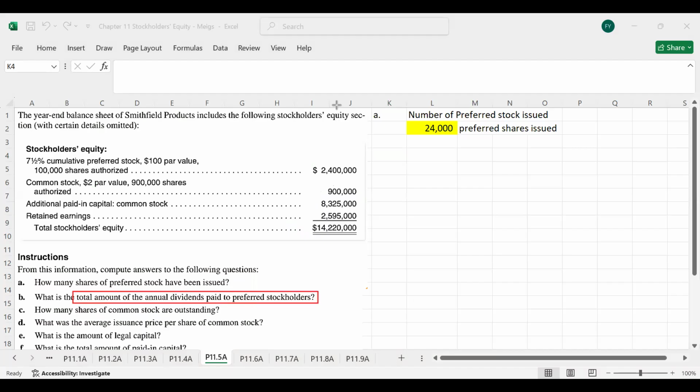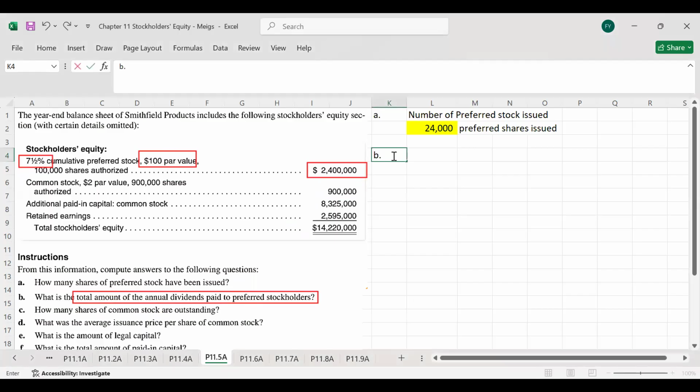In requirement B, they have asked to calculate the total amount of annual dividends paid to the preferred stockholders. So this is the 7.5%. We can calculate in both ways, that is from the number of shares or from the total amount of shares. So here it is requirement B, dividends paid to preferred stockholders.